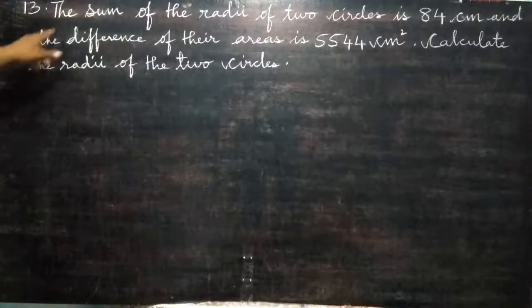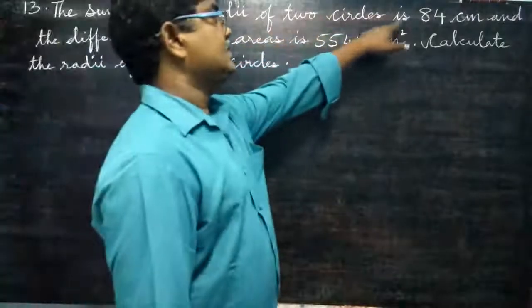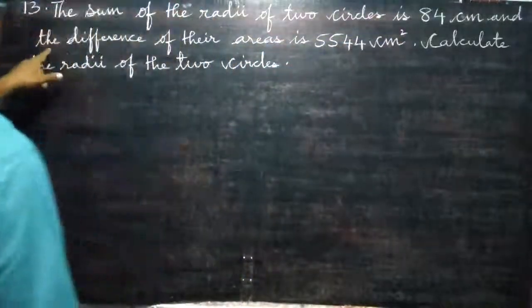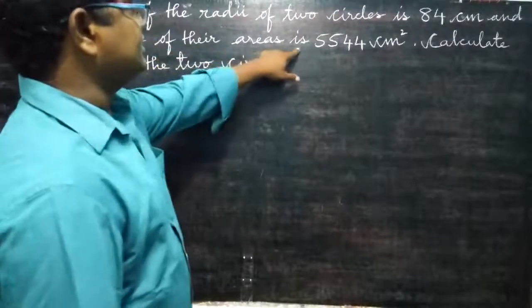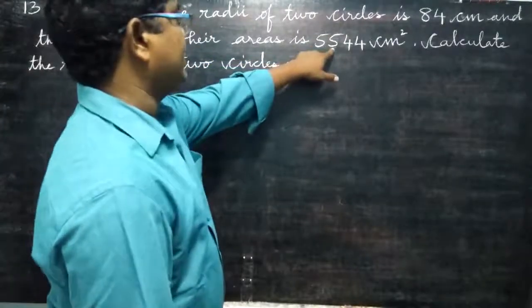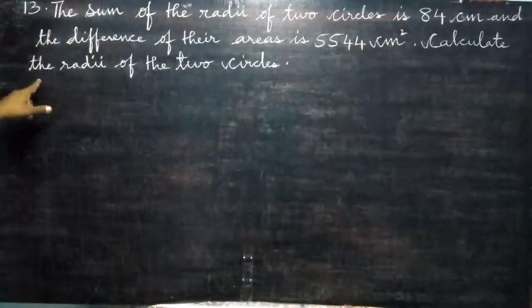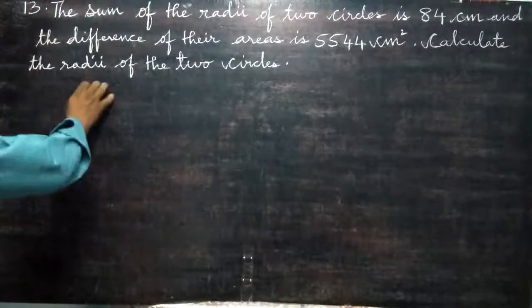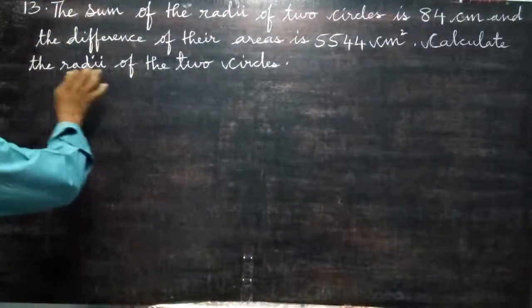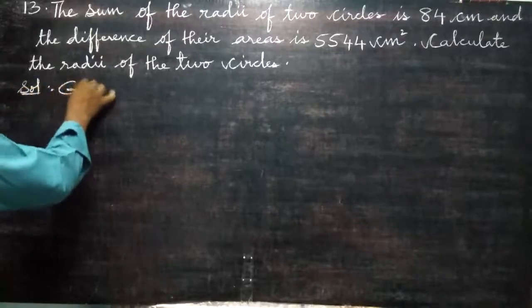13th problem. The sum of the radii of two circles is 84 and the difference of their areas is 5544 centimeters square. Calculate the radii of the two circles. So we have to find the radii of two circles. Solution given.